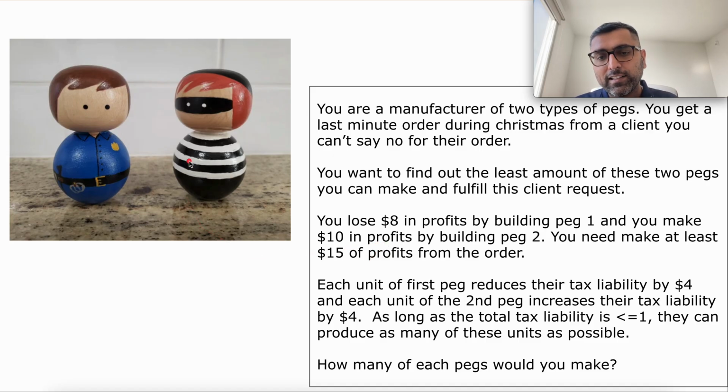Similarly, you have another constraint. There are some regulations, let's say, that reduce tax liability by $4 if you build the first peg, and you increase tax liability by $4 if you build the second peg. You can build as many of these pegs as long as the total tax liability is less than or equal to 1. So these are two hypothetical constraints: a profit constraint with a lower bound of at least 15, and an upper bound of less than or equal to 1 for the total tax liability.